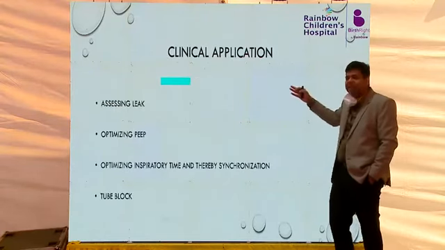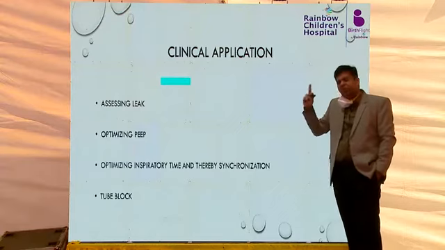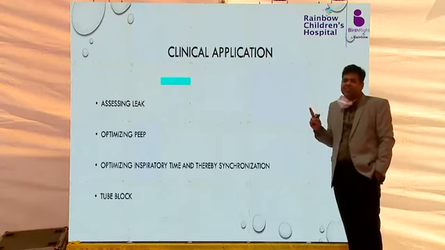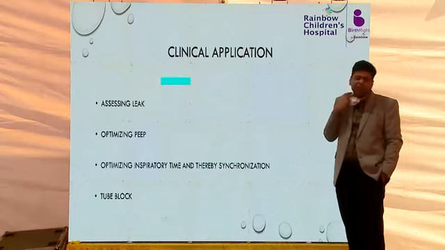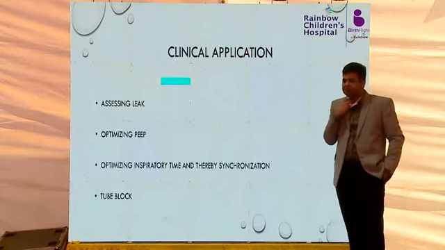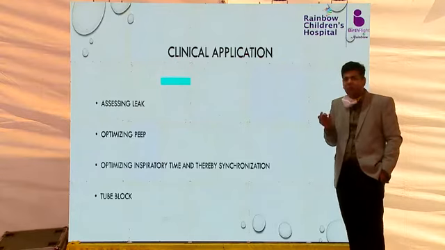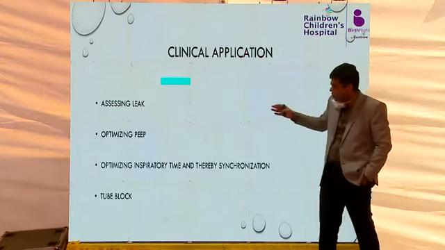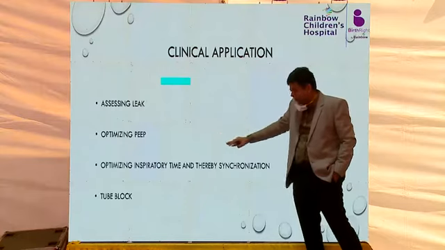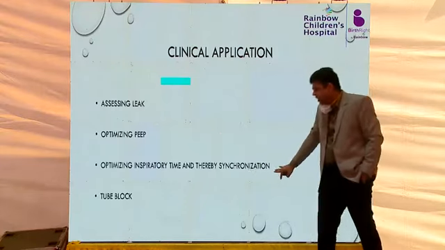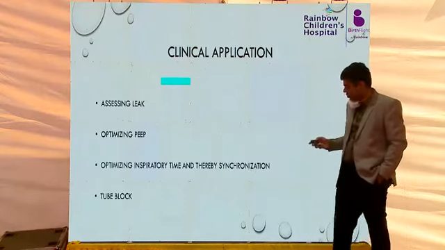So the application is assessing leak. Assessing leak we saw in the scalar waveform also. In the scalar, which were the two waveforms which were telling us about the leak? Flow, and the second one is volume. Flow and volume. Optimizing PEEP, we will see how. Optimizing TI and the synchrony and the tube block.